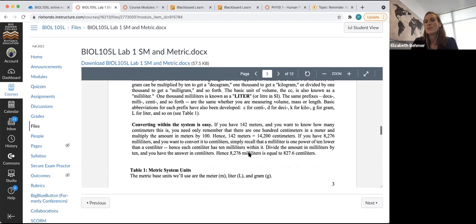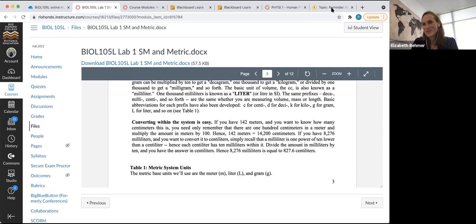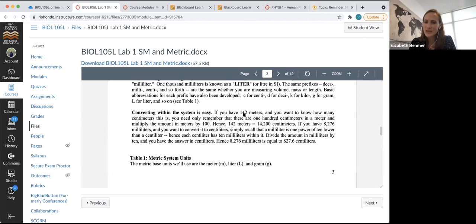So what you're going to do is convert between these units of measurement. And if you're totally lost, it's okay, because this is usually one of the harder kind of concepts to take in. But converting with the system is easy. So for example, if you have 142 meters, the meter is our base system, and you want to know how many centimeters that is, you need to only remember that there are 100 centimeters in a meter, and you multiply the amount of meters by 100.